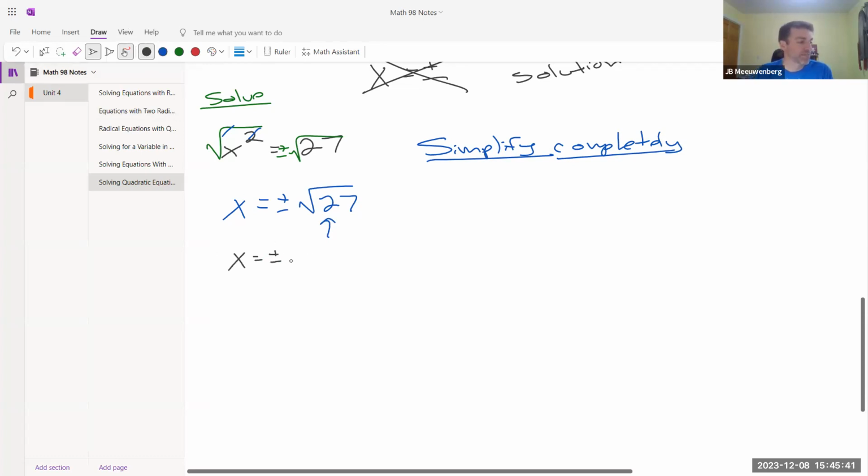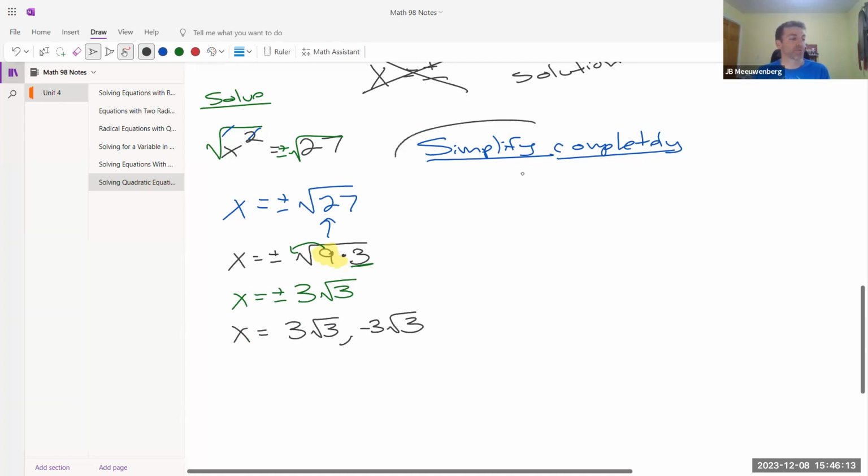X is equal to plus and minus. 27 has a perfect square inside of it. It's 9 times 3. We can then take the square root of 9, which is 3, and bring it out. So we have x is equal to plus or minus 3, and then this 3 stays in, 3 radical 3. If you have to separate it with commas, you would say it's 3 radical 3 and -3 radical 3. So sometimes we can simplify our radicals.